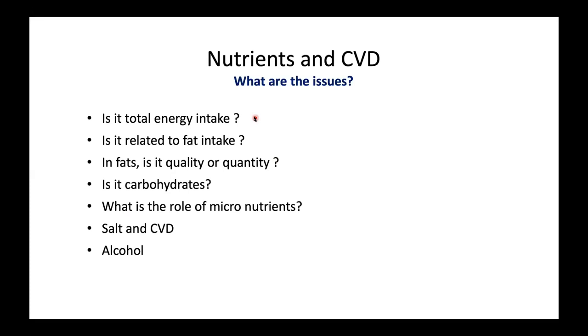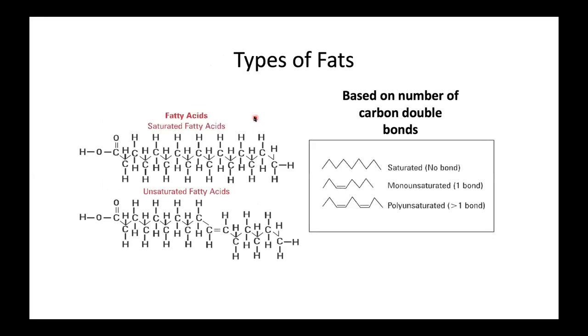We'll see in the next few slides. Regarding the fats, we know that there are three types of fat. Saturated fat is when we don't have any carbon double bonds, and when we have only one carbon double bond, it is known as monounsaturated fat. When we have more than one, it is known as polyunsaturated fat. That is the simplest classification.